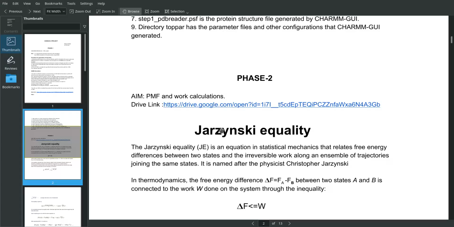Now I'm going to discuss phase two of our science project. Our aim is just calculating the PMF and the work calculations. And here is my attached drive link.